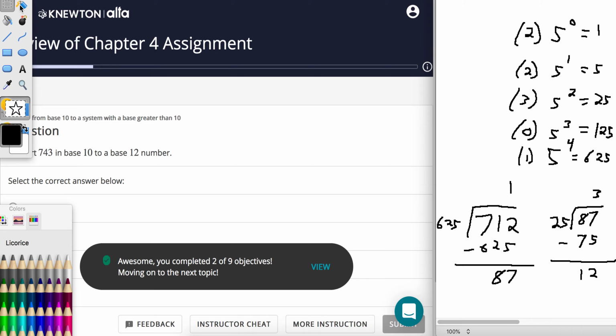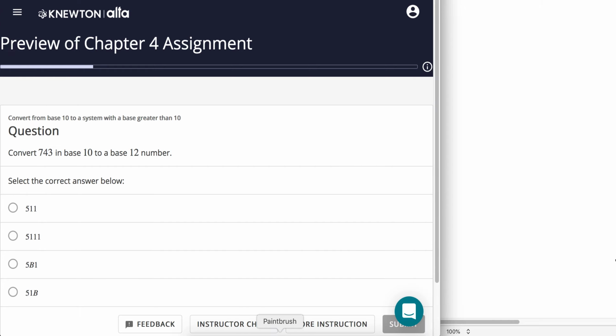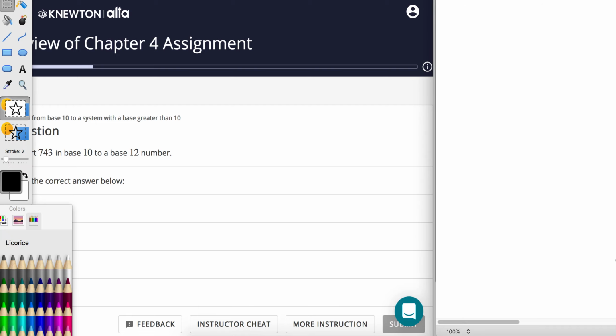Okay, this one might be different. Let me look at it for a second. They want us to convert from base 10 to base 12. So same thing, except now the problem is we have digits that are going to go above our 10-digit counting system, so we're going to have to use letters, okay?